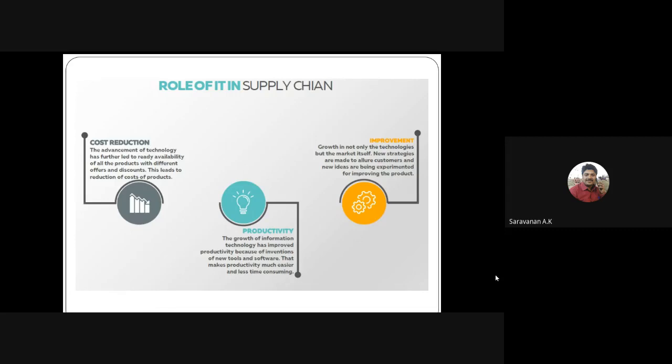You may see how IT works in a supply chain. For example, barcodes. Whatever the product may be, wherever you go, they just scan and can get details about that particular product. The barcode is an electronic one.